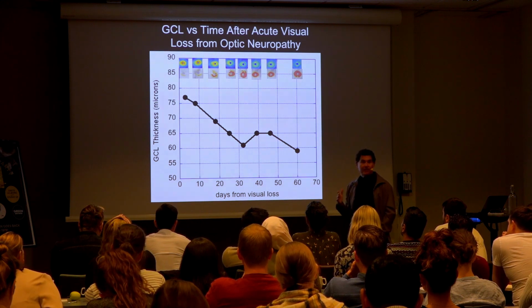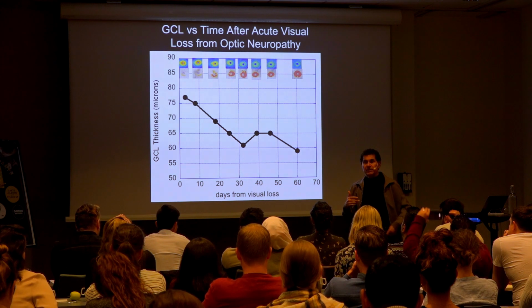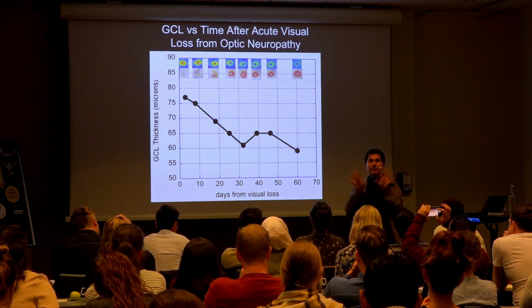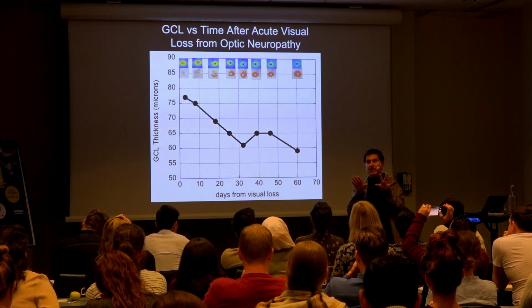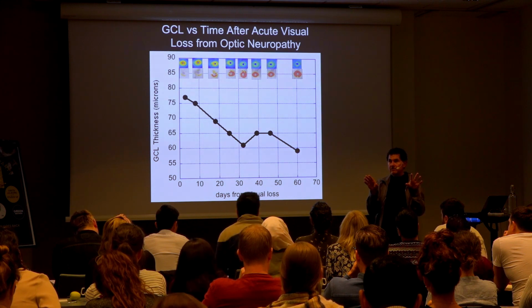In experimental models of optic nerve lesions in animals, the first thing that happens is the dendrites from the ganglion cell retract to the cell body. So where are the dendrites of the ganglion cells located? What layer did we say?